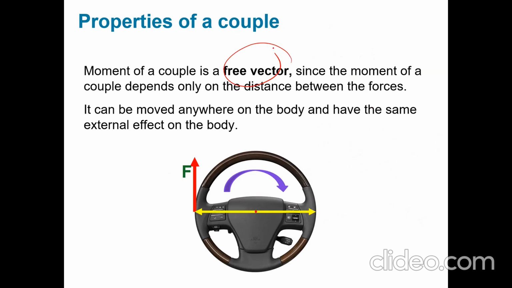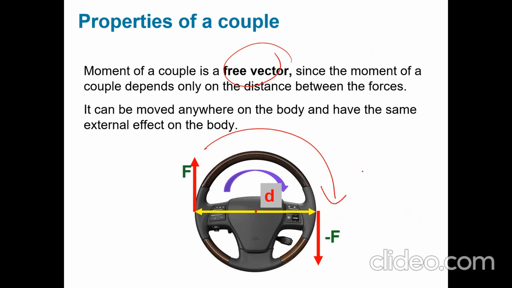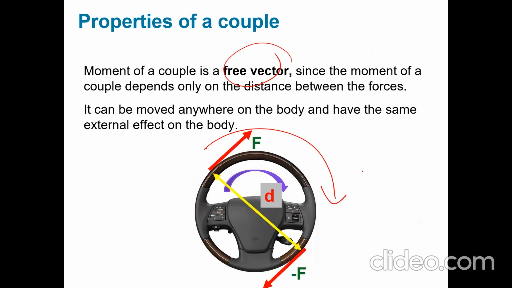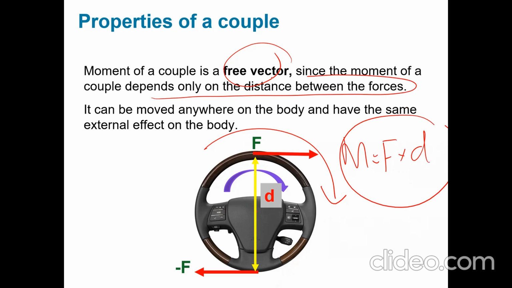Let's say this wheel, I'm applying a force and rotating it, so it's going to move in the clockwise direction. Let's change the position without changing the distance and the magnitude. I'm changing the position, still the distance is the same, that's the diameter of the wheel, and still the force magnitude is the same. Now I'm changing the position again, the distance is the same, so my moment is still going to be F times d. So that's why this moment of a couple is always a free vector, because the couple only depends on the distance between the forces. So it can be moved anywhere on the body, having the same external effect on the body.